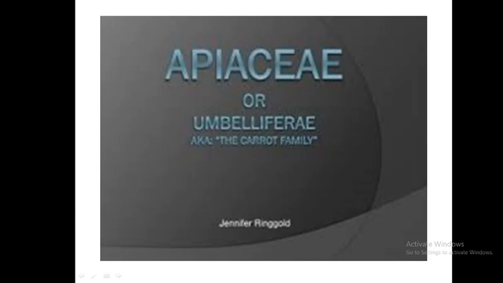Now let us discuss the Apiaceae or Umbelliferae family. Umbelliferae comprises 300 genera and about 3000 species. In general, plants are cosmopolitan, but they are abundant in temperate and subtropical regions of the world.